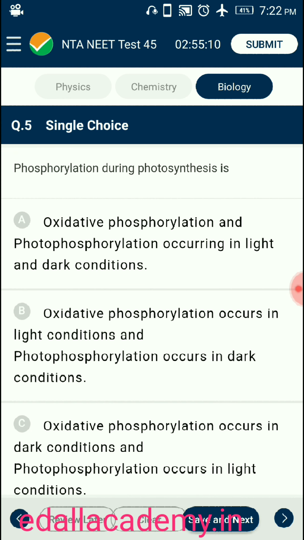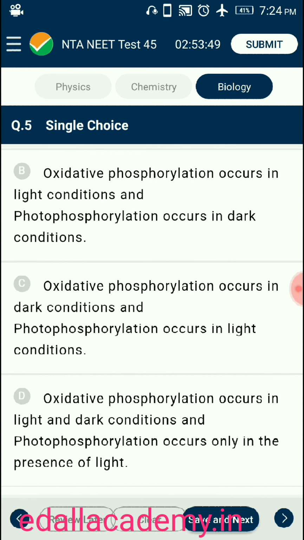Question number 5. Phosphorylation during photosynthesis is: in oxidative phosphorylation, the reduction of O2 to H2O with electrons donated by NADH2 and FADH2 takes place. This process occurs equally in light or dark conditions. In photophosphorylation, the oxidation of H2O to O2 with NADP plus as an electron acceptor is observed. This process is light dependent. So the answer for this question is option D.